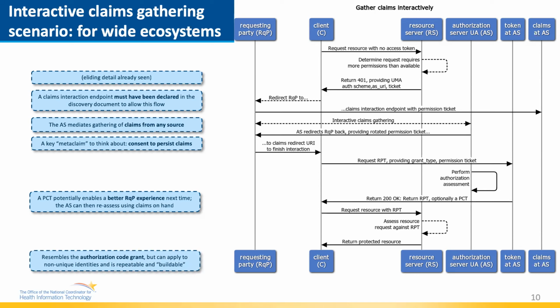So you might think of this scenario as kind of like an authorization code grant, only it's not for Alice, as in other OAuth experiences, but it's for Bob. And it doesn't strictly require Bob to have a unique identity over at Alice's AS.